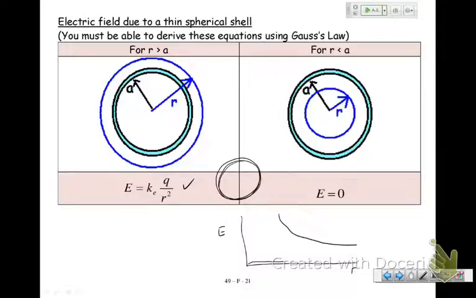We won't even talk about it. If the shell is infinitely thin, it would just immediately spike up. Depending on how you want to model it, if you model it with a thickness, then I think it would ramp up. The main thing is that inside, there's no electric field.